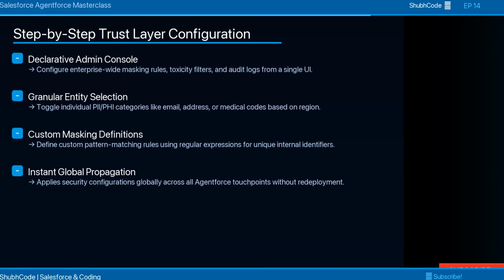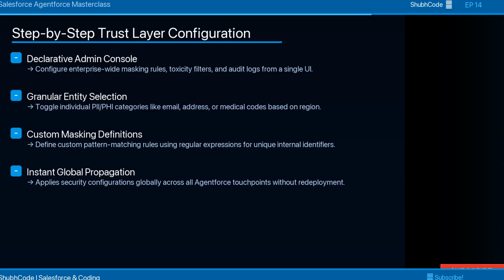Setting up the trust layer is incredibly straightforward and doesn't require a single line of code. From the Einstein Trust Layer setup page in Salesforce, admins can toggle specific PII categories on or off, defining exactly what fields constitute sensitive data in their business. You can choose to mask credit cards but keep names visible, or create custom masking policies using regular expressions. Once configured, these policies are instantly applied globally across all Einstein copilots, custom agents, prompt templates, and flow actions, making security a central, declarative component of your AI platform.